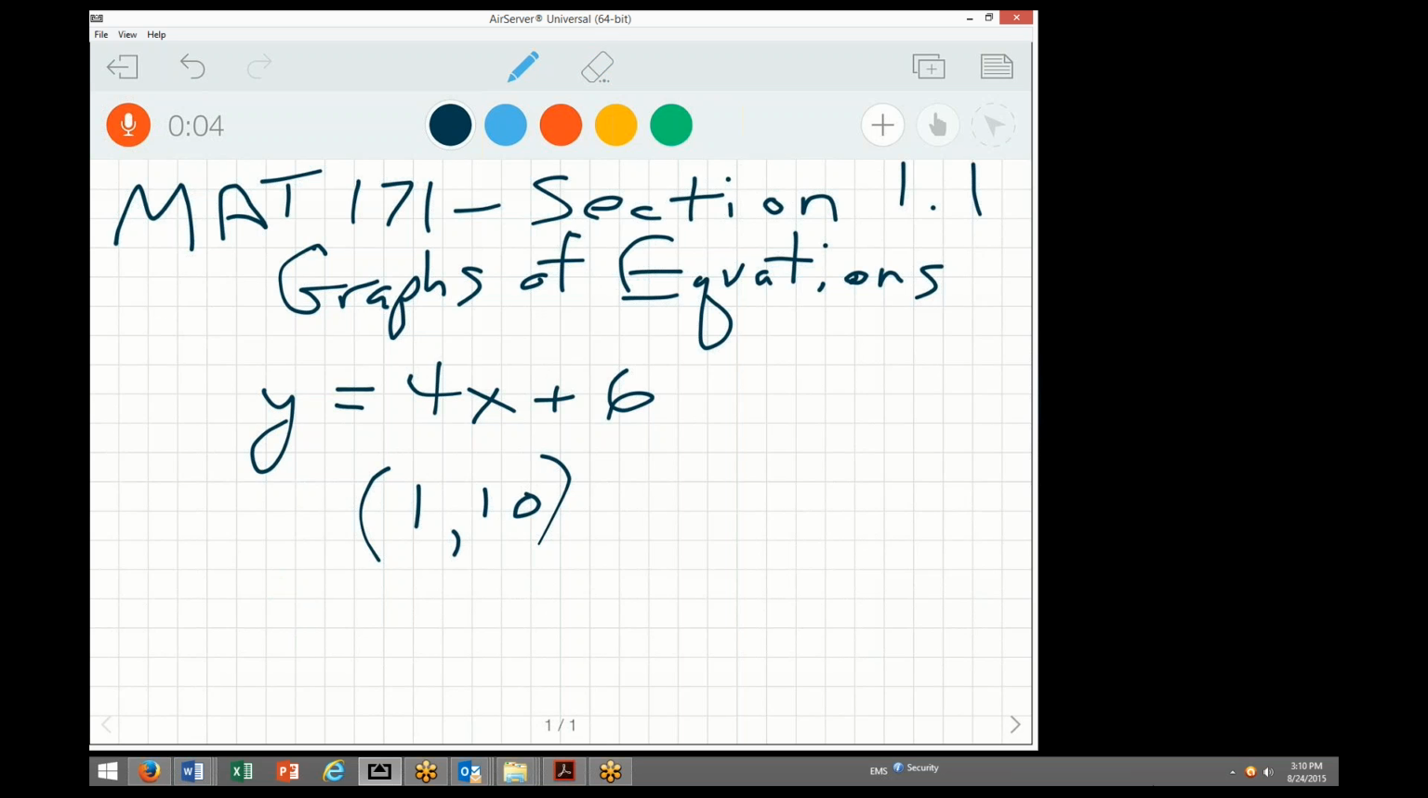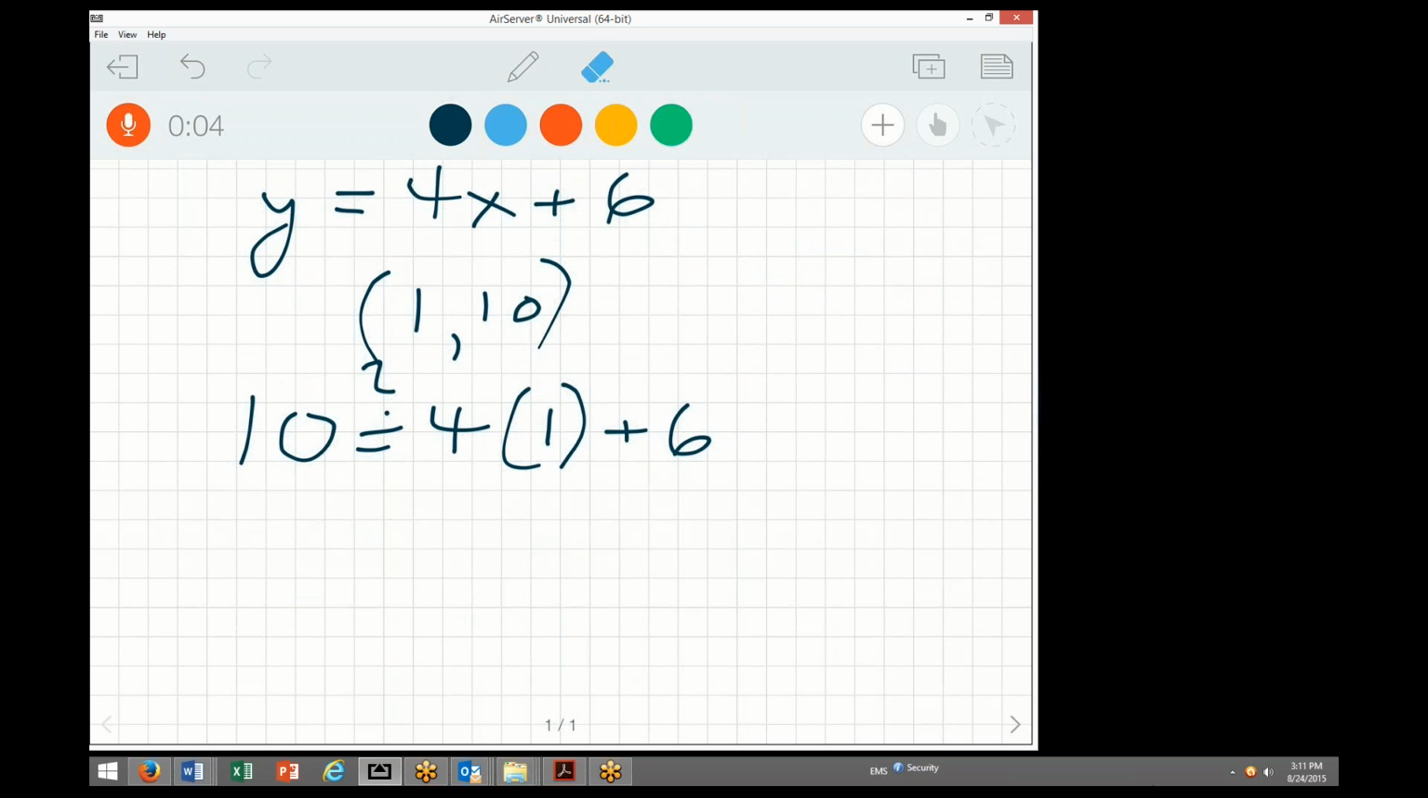Okay, so if I plug in 10 for y, then 10 equals 4 times the x value, 1, plus 6. And we're wondering if this is true, so I'm going to put a question mark over the equal sign to indicate that we're testing this to see if it's true. One of the key points of working with equations like this and doing algebraic steps with the numbers in any equation is to always go by the order of operations.